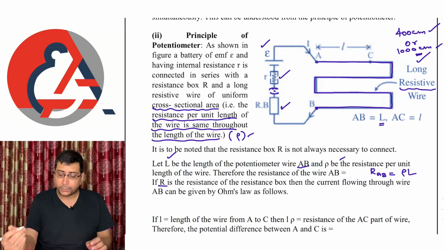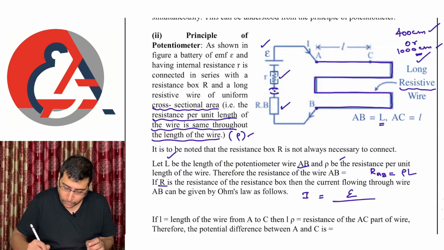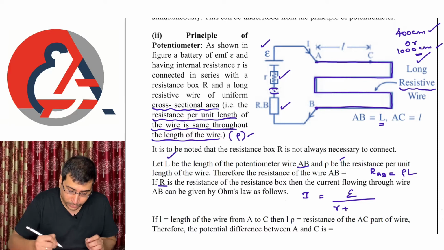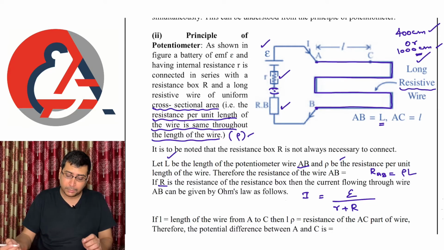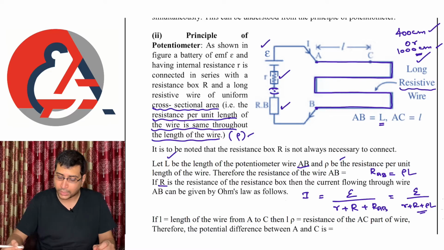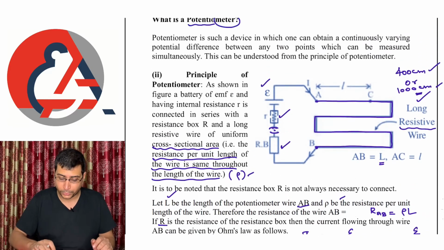Then what is going to be the current that is flowing through the circuit of this potentiometer? We know that I is equal to the potential difference divided by the total resistance. The total resistance is going to be the internal resistance small r plus the external resistance from the resistance box capital R plus the resistance across the wire R_AB. So E divided by (r + R + rho L) is going to give us the total value of the current flowing through this particular circuit, right?